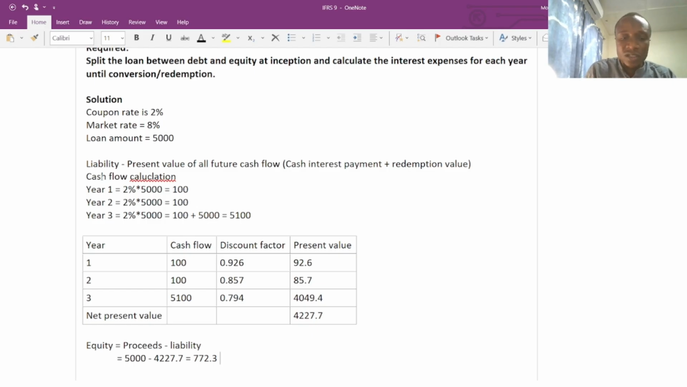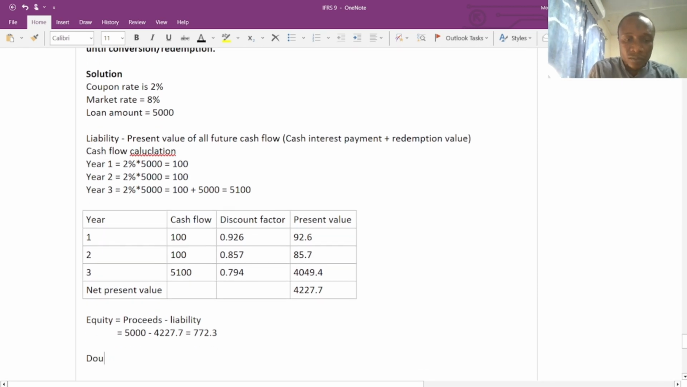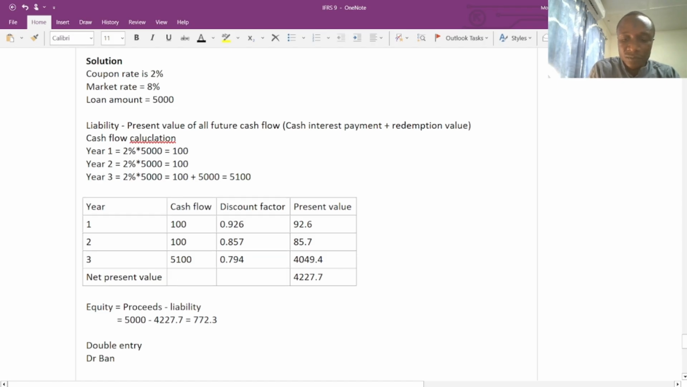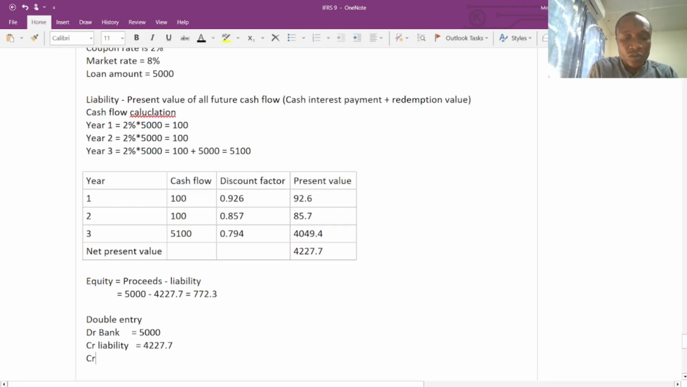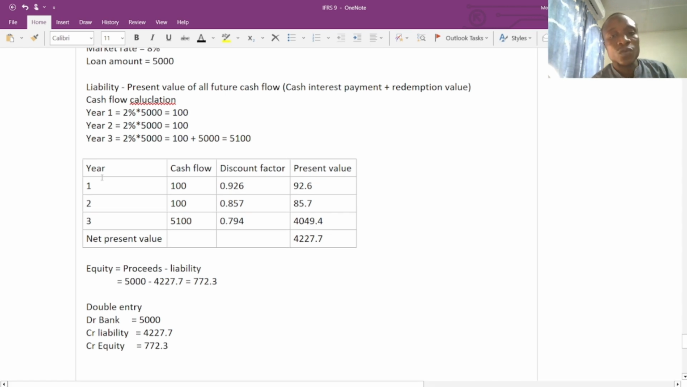So now what will be the double entry? The double entry is that we are going to debit bank with the proceeds of 5,000. We are going to credit liability equals to 4227.7, and we are going to credit equity equals to 772.3. So basically, this is what we are going to do, right?